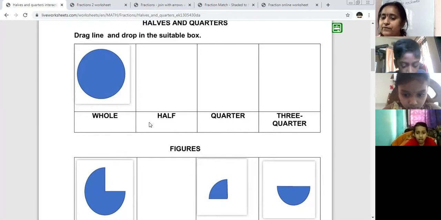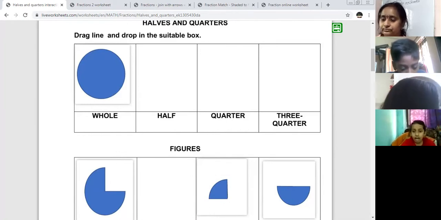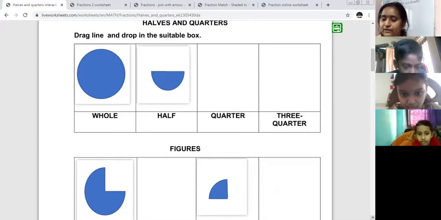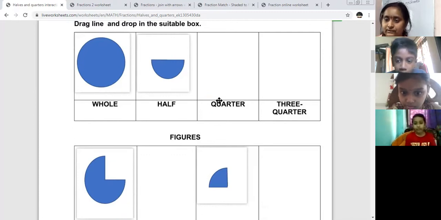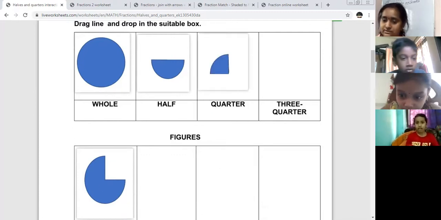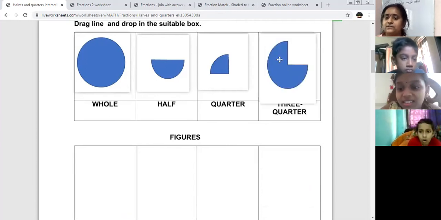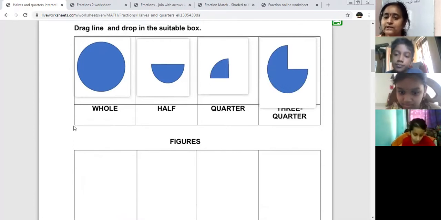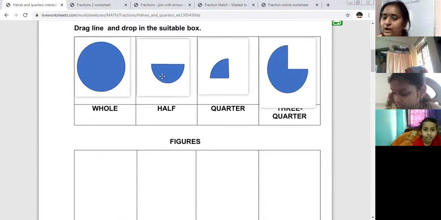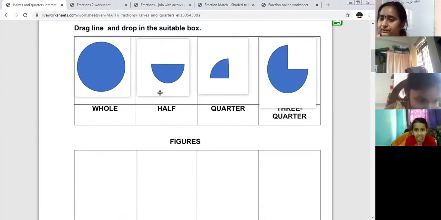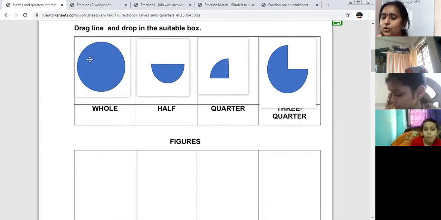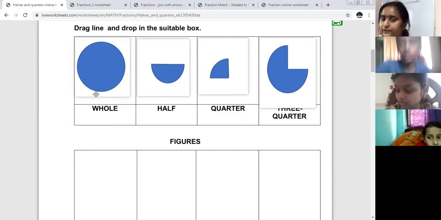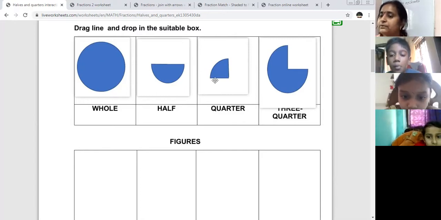Now, half. Where can you find half? It's the fourth one. Very good. Where can you find quarter? The third one. Excellent. So you know that this is the whole. If you make the whole into 2 equal parts, each one becomes half. If you make the whole into 4 equal parts, each part will become a quarter.